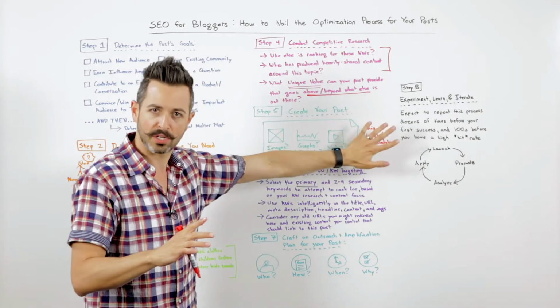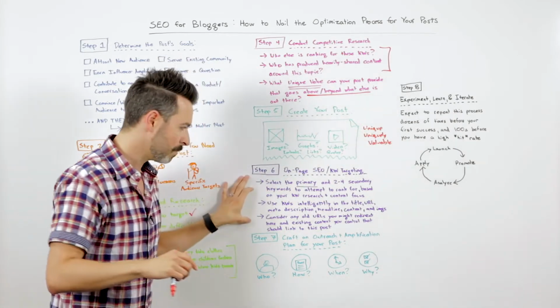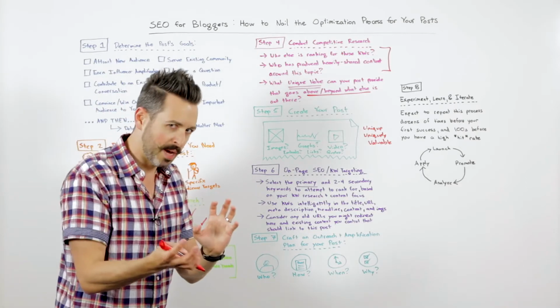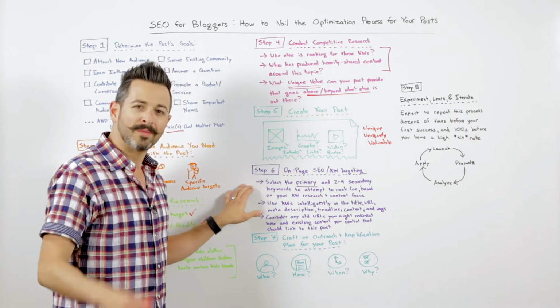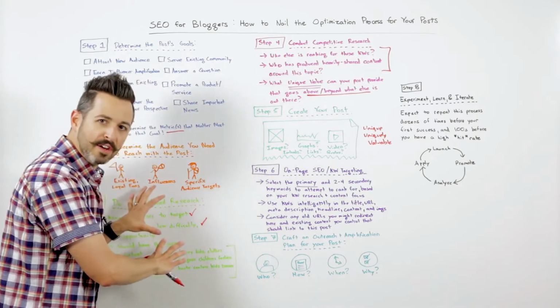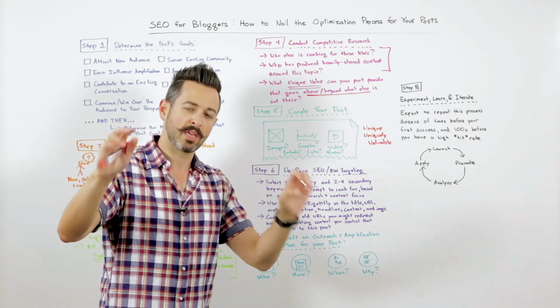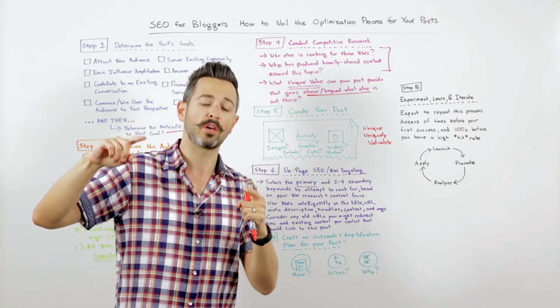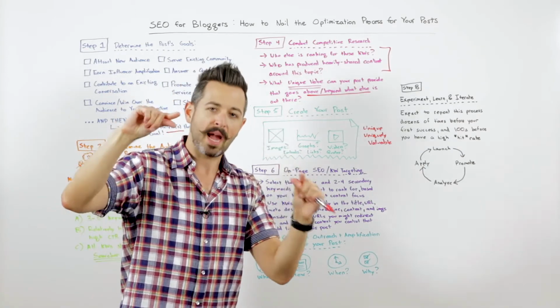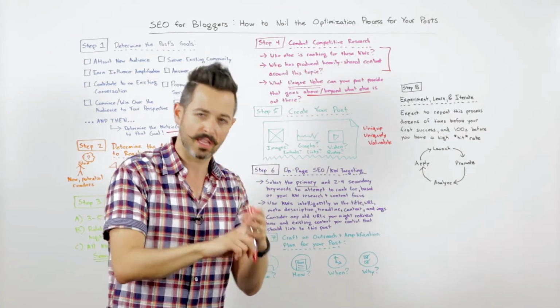All of that type of stuff I should think about as I create the post. Step 6, this is the on-page SEO portion. So I'm going to take those 3 to 5 terms, right? And I'm going to think about one of those as the primary keyword phrase that I'm targeting. That's going to be the one that goes exactly matched in the title and the headline and the URL.